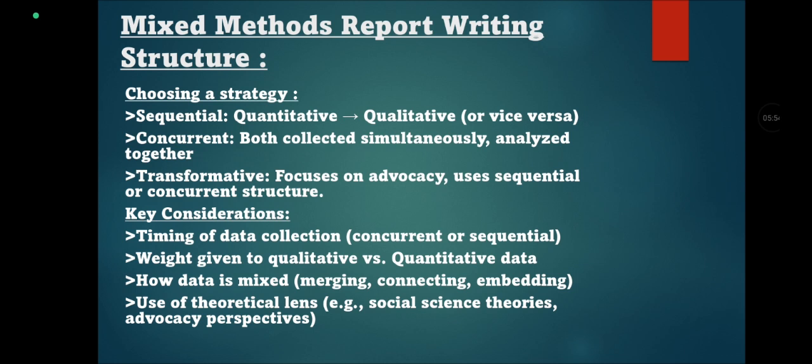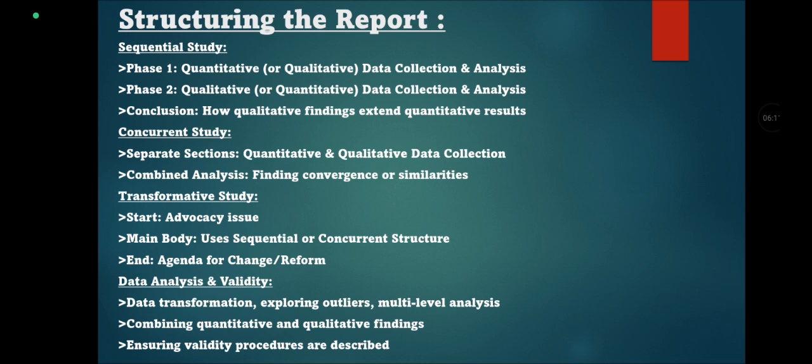There are some key considerations in report writing structure. They are the timing of data collection, weight given to qualitative versus quantitative data, how the data is mixed, and lastly, the use of theoretical lens. So if we want to structure the report, we can do a sequential study. In phase 1, quantitative or qualitative data collection and analysis. In phase 2, qualitative or quantitative data collection and analysis. In conclusion, how qualitative findings extend quantitative results.